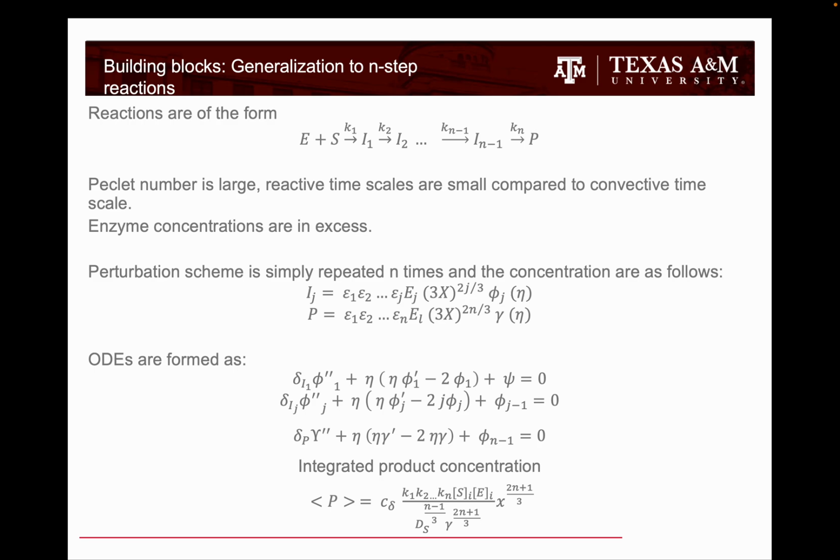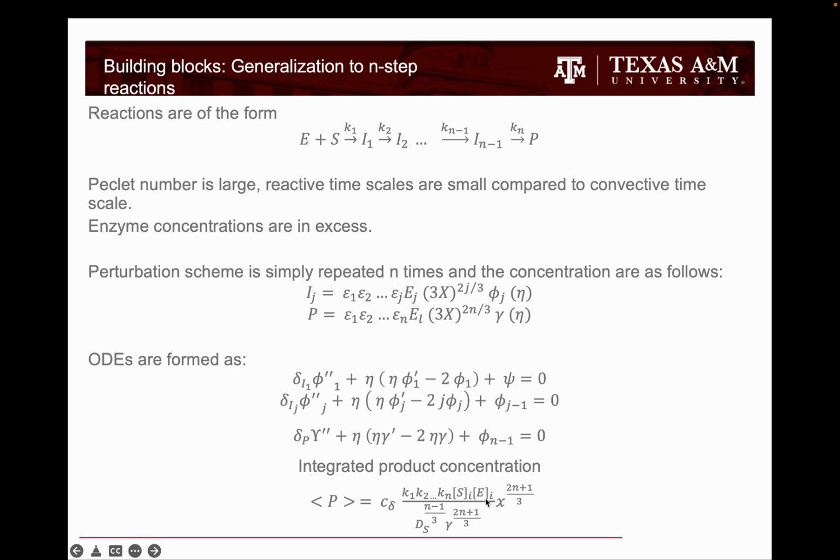So now if we substitute these equations in the ODEs which you have seen, you get the ODEs here in terms of phi dash and gamma dash, similarly as you have seen for the single step reaction. And as we draw a similar analogy, the integrated product concentration is again quite similar to what you have seen for the one step reaction. It depends upon all the rate constants from K1 up till Kn.